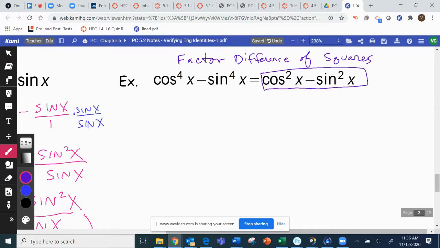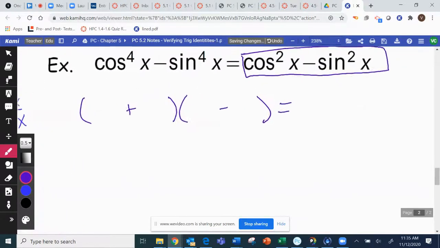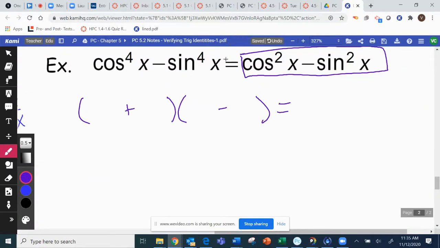So from algebra 2, factoring a difference of squares, that's where we have 2 parentheses, 1 plus, 1 minus. Cosine squared x in the first spots, sine squared x in the second spot. That's how we factor that.